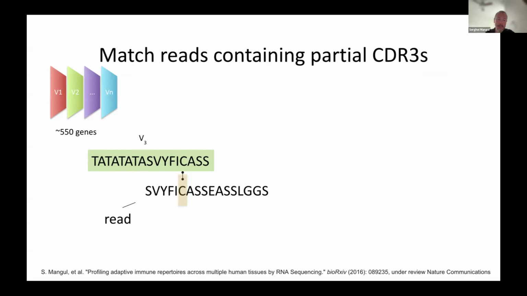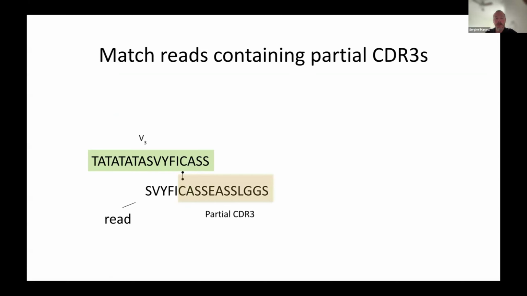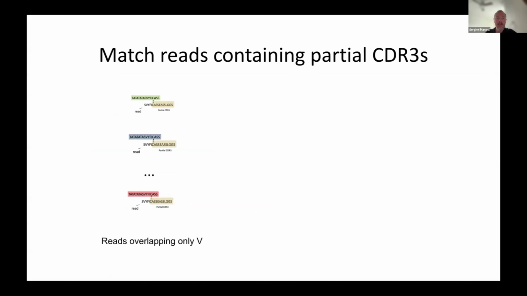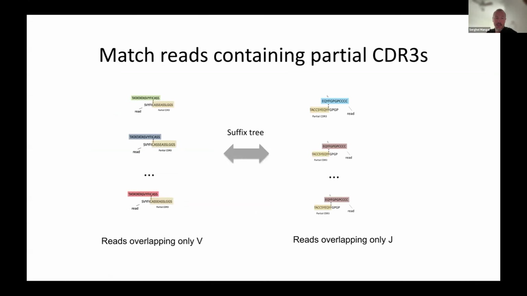Again, with the idea of not throwing the information away, we decided to use them. So we keep all the reads which have this partial CDR3 sequence, all of them on the left. And we have the reads which overlap only the J on the right. Then we can look at the overlap of those CDR3 sequences using a structure known as a suffix tree in computer science, which allows you to do it very, very quickly.